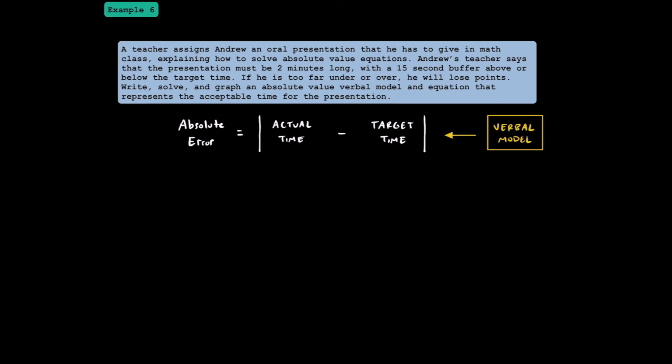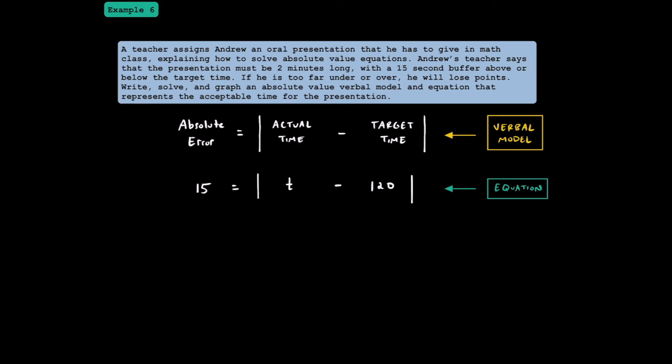This would be our verbal model. Since we know that Andrew's allowed to be 15 seconds off, his absolute error is going to be 15. We don't know what his actual time is going to be, so I'm going to use the variable t to represent how long his presentation actually is. After that, we're going to subtract 120 because that's his target time for his presentation. This is our absolute value equation.